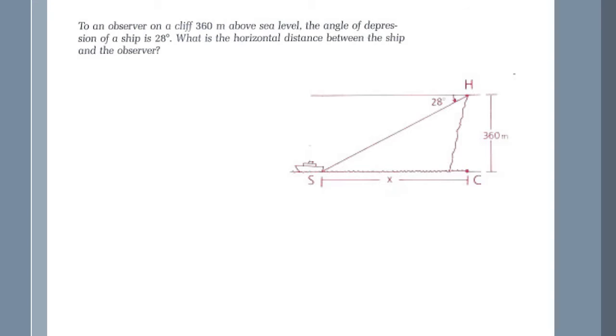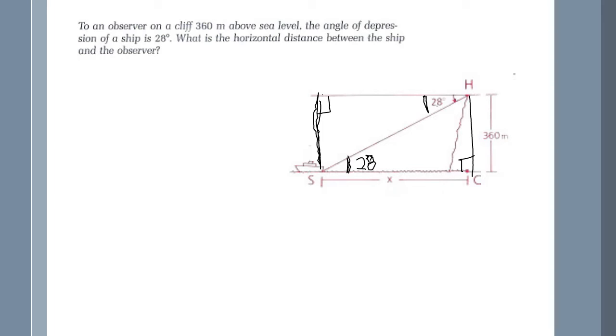To an observer on a cliff 316 meters above sea level, the angle of depression of a ship is 28 degrees. What is the horizontal distance between the ship and the observer? So we have our right angle that comes right down here, and it's right there, 360. And since these two angles are congruent, either way, we can do this. I also know that this angle here is congruent to this angle here, right? The angle of elevation is equal to the angle of depression. So this is also 28.